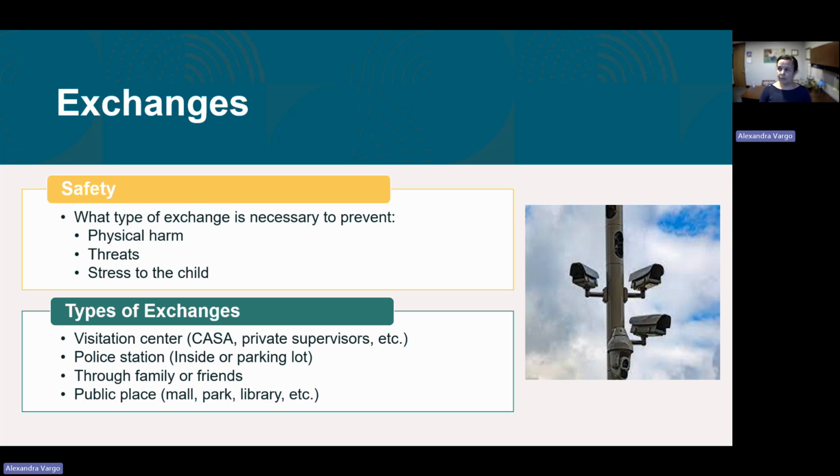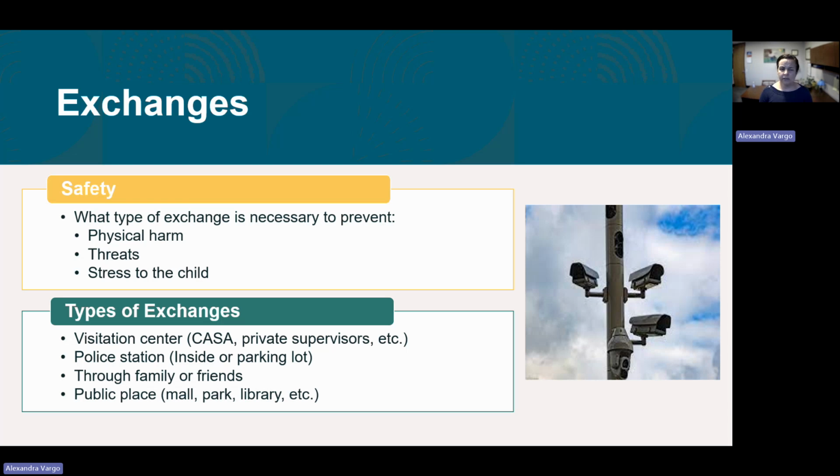Sometimes going through a third party works, but sometimes third parties, whether or not they're non-biased at the beginning, can end up being caught in the middle of a bunch of drama. So I usually encourage someone to use a visitation center such as CASA or a private supervisor if there's supervised parenting time. The police station parking lot or inside of the police station building can be a really good spot.